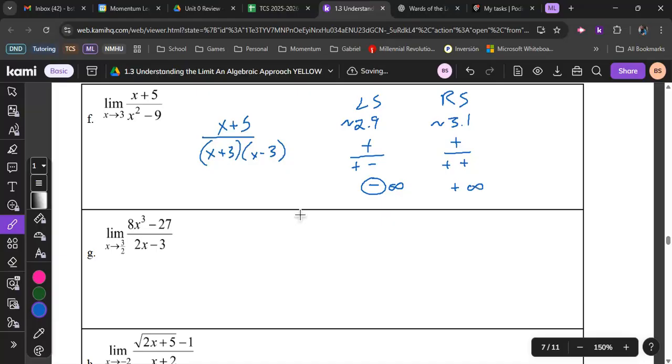So what does this mean about this whole limit? Exactly, it doesn't exist, right? Doesn't exist because the left side does not equal the right side as per what we just did there. We showed that they went in opposite directions. Amazing. All right.